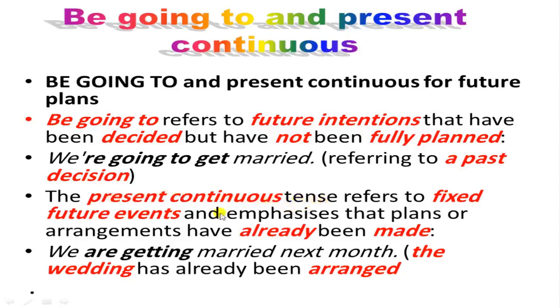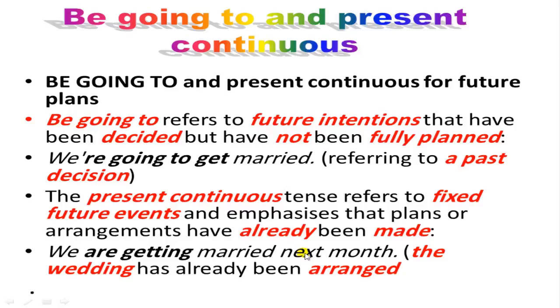The present continuous tense refers to fixed future events and emphasizes that plans or arrangements have already been made. Here, I use the present continuous to express the future for arrangements and plans I have already made. When I say we are getting married next month, it means we are going to get married. We made up our minds. We had a decision and we had a plan.